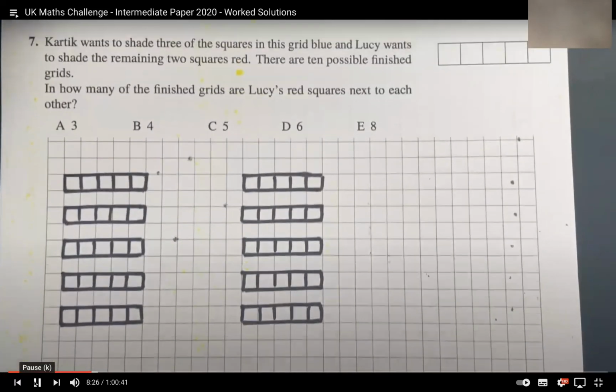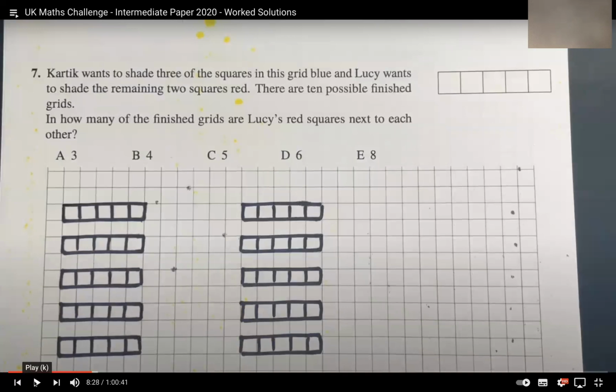Question 7. Okay, this is going to be your last question of today's challenge. Good luck.